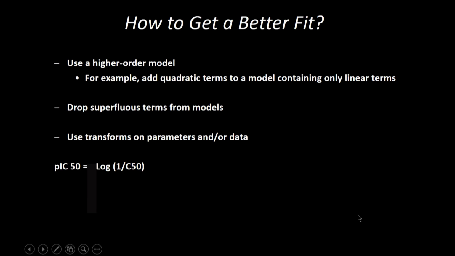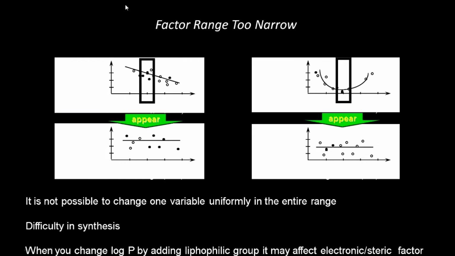Another important point is that the factor range should not be too narrow. Suppose you take a set of compounds and the descriptor values are almost the same, then when you try to fit, you may feel that there is no difference, that the activity does not change with the descriptor, but in reality it may be changing like this, but because your range is so small, they may all appear as if there is no effect on the activity.